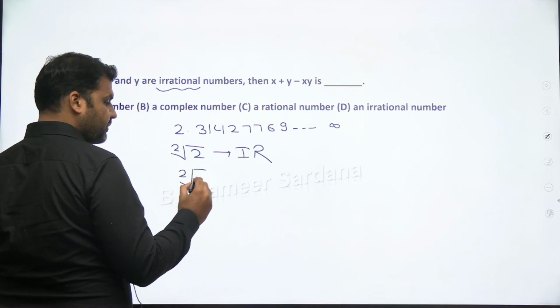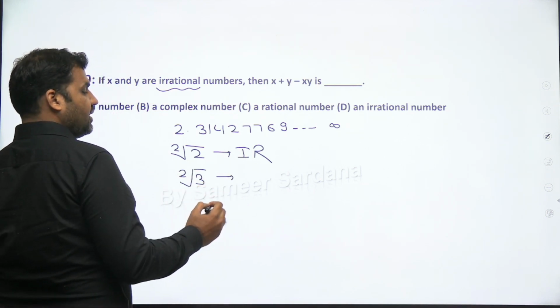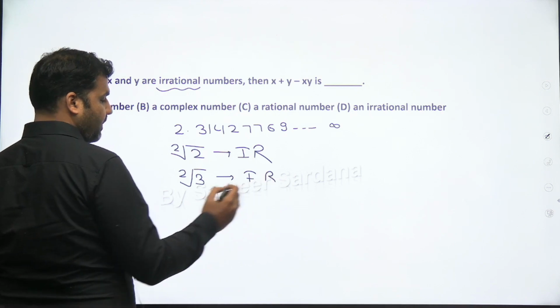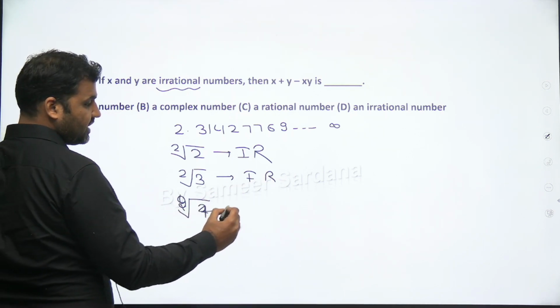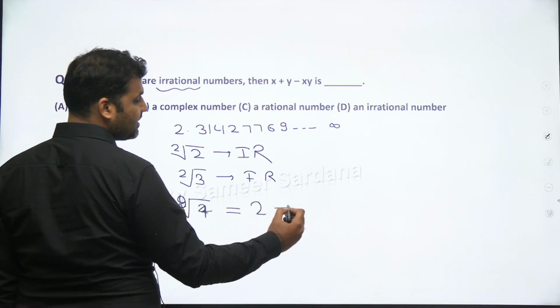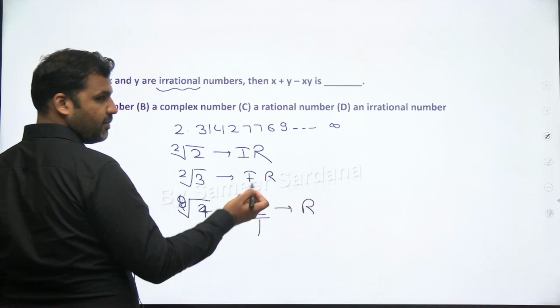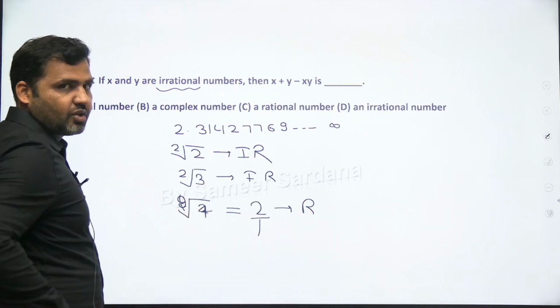Square root of 3. Will this be an irrational number? Yes, this will also be an irrational number. Square root of 4. This is a perfect square. This would be 2. So this is a rational number because this is 2 upon 1, P upon Q form. So it's rational. Right? So this is what we have studied.